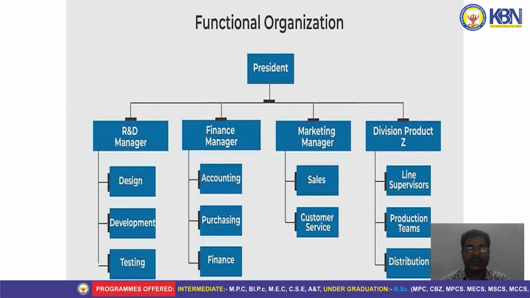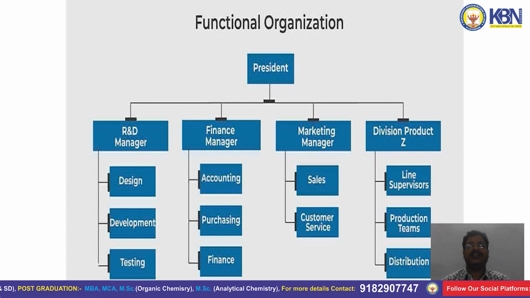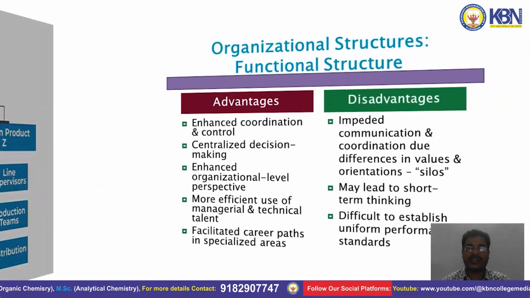See, we have a president, under the president we have different managerial people, and for each and every function we have subdivisions also. Subdivisions in the sense, sub functions also. In the R&D manager we have design, development, and testing people involved, and in finance, under the finance manager we have accounting people and finance people, right? We have purchasing people. Under the marketing manager we have sales people and customer services. Like this, for every function we will have different subdivisions also. So this is the example for functional organization.